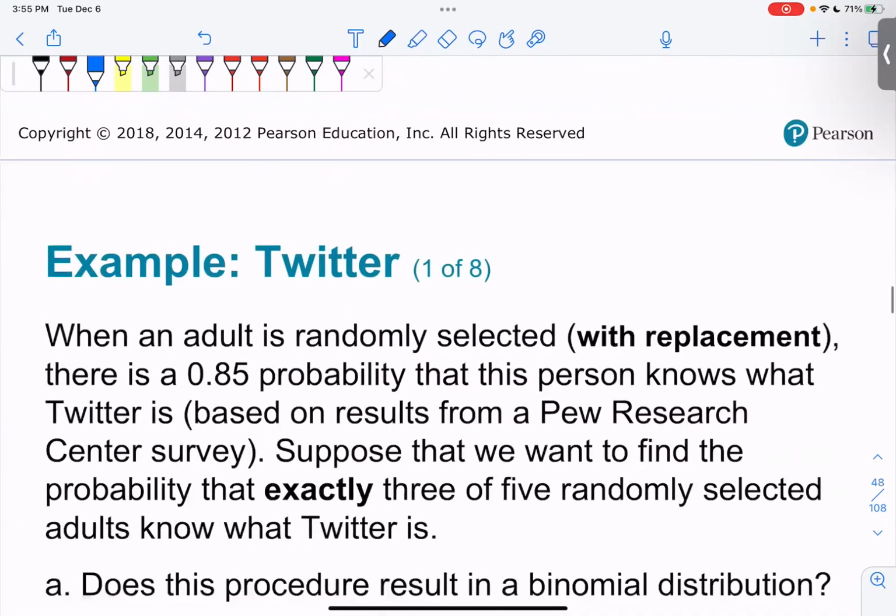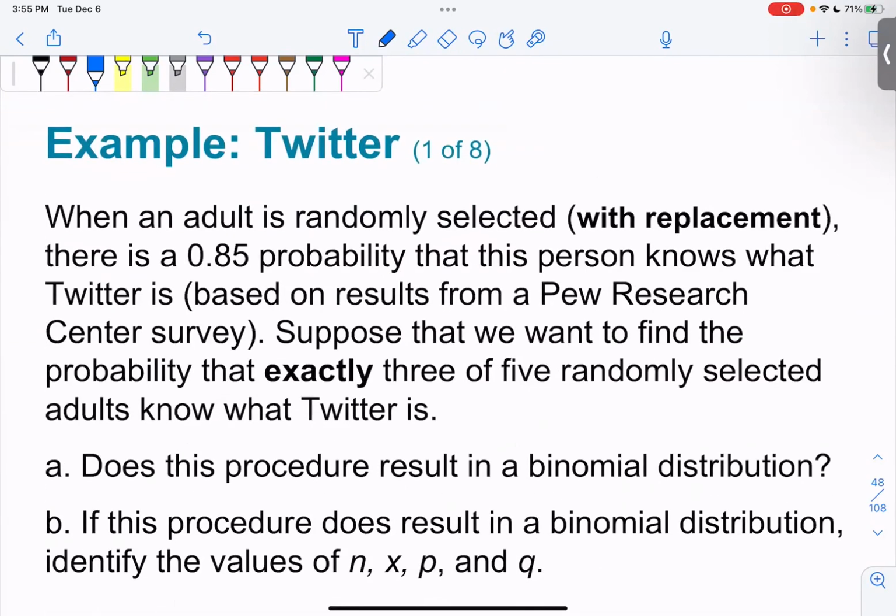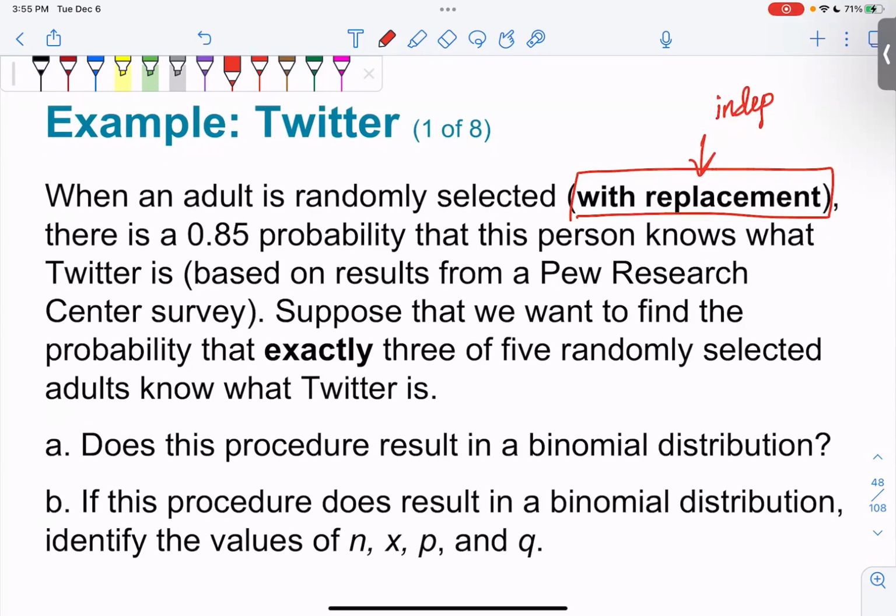So in this example now, if we have selection, this selection must be with replacement. Other than that, it will not be independent, right? So yes, now we can say this is independent because it is with replacement. Now what we have in this example: when an adult is randomly selected with replacement, there is 0.85 probability. So what is this value?